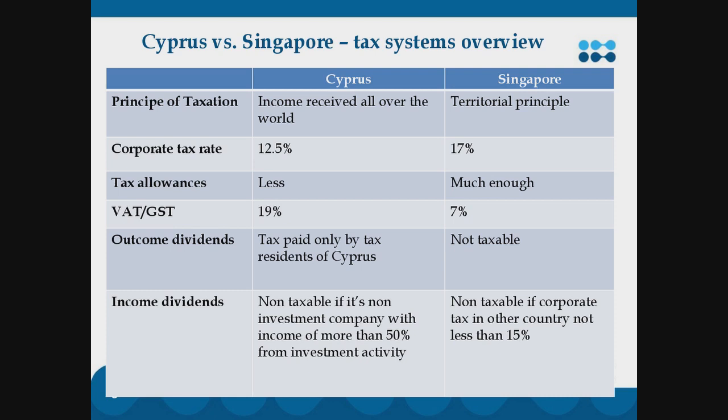If to speak about income dividends, in Cyprus they are non-taxable if it's a non-investment company, with not more than 50% of income received from investment activity of the company. In Singapore, non-taxable if corporate tax in the other country is not less than 50%. All these points we'll discuss in more detail next. It's some kind of general overview, a comparative table to help you understand the differences between Cyprus and Singapore.